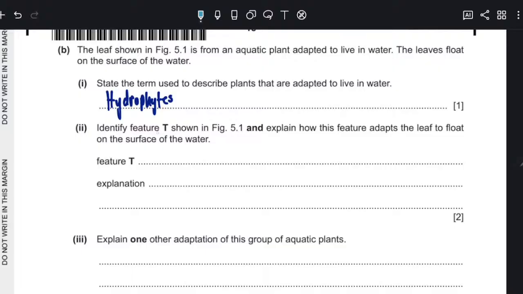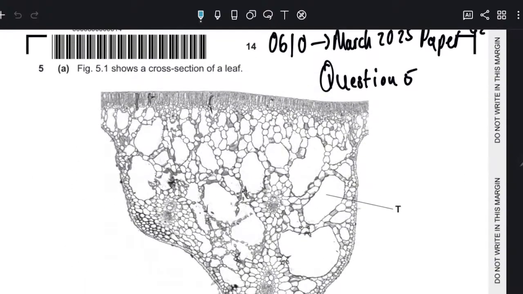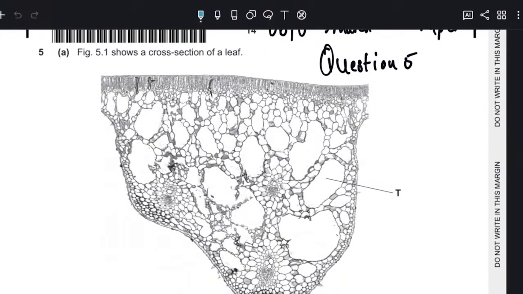Identify feature T shown in the figure and explain how this feature adapts the leaf to float. Right. Can you see here a cross section of a leaf? I want you to get used to it. Can you see this, class? Hello? Can you all see? This is a cross section of a leaf, and they want us to label it.